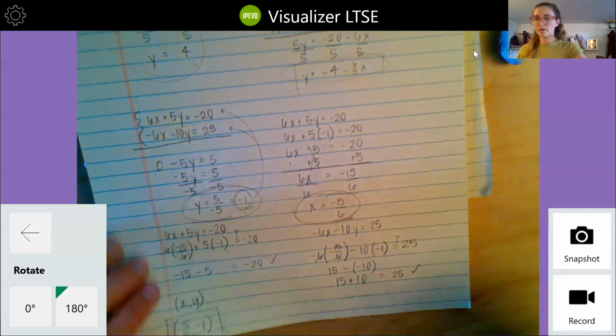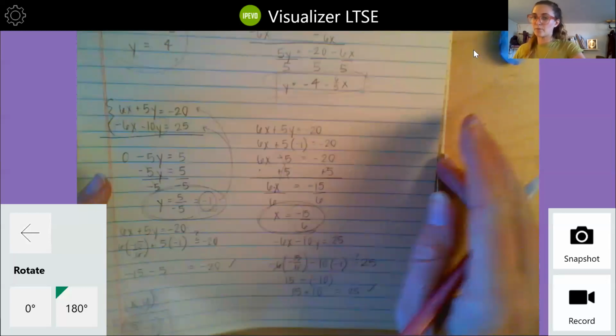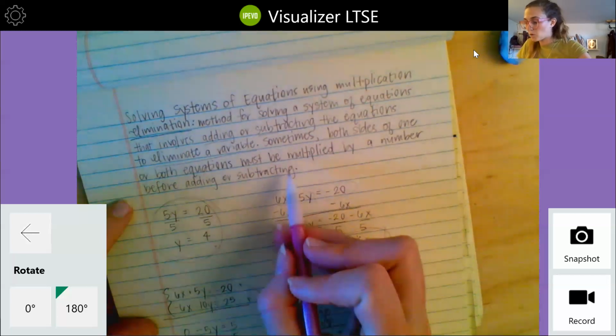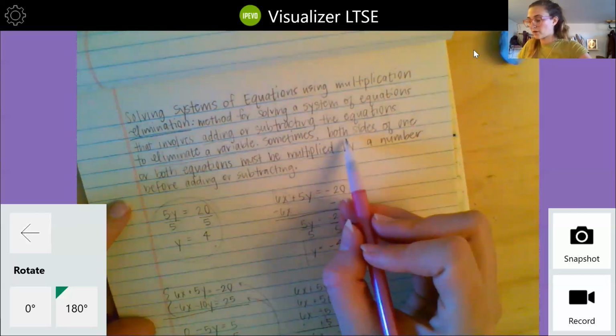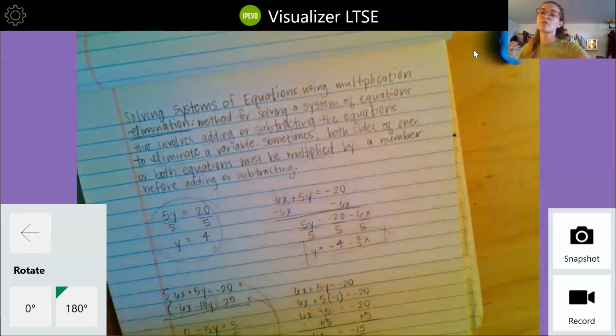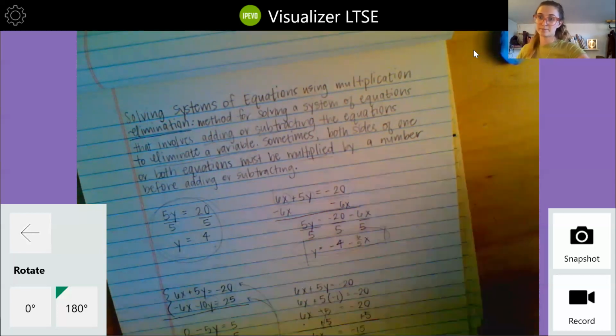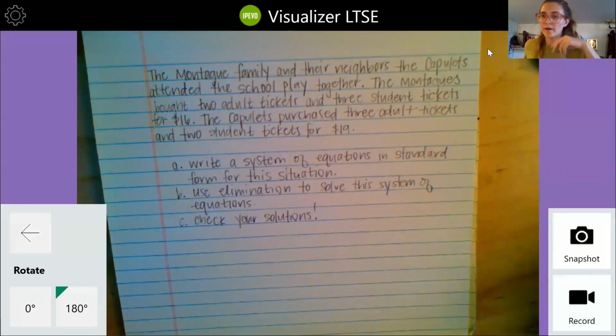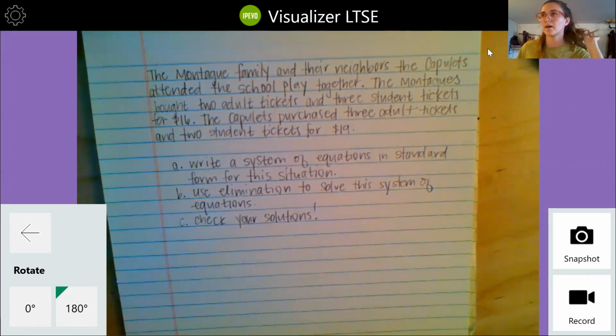So now we're going to look at an example where we're going to have to multiply either both or one of the equations by a number before we can add or subtract. So I'm just going to write down an example and I'll be right back. All right, so we're going to look at a real-world example that can be solved by using elimination.